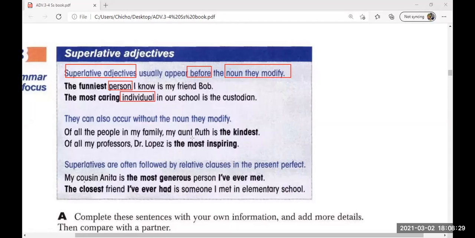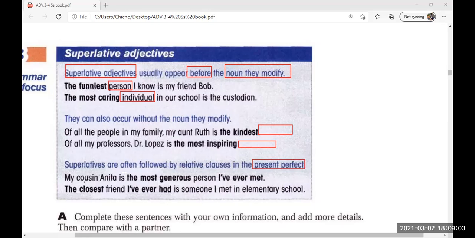What about the second? It says they can also occur without the noun they modify. Of all the people in my family, my Aunt Ruth is the kindest. Of all my professors, Dr. Lopez is the most inspiring. As you can see, we don't have a noun here. And the last one says superlatives are often followed by relative clauses in the present perfect. This is very important.